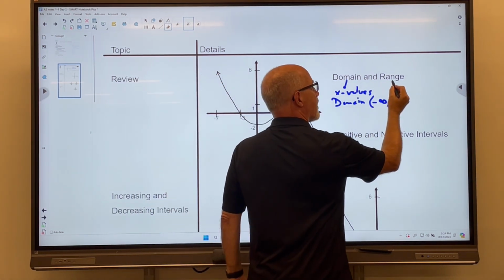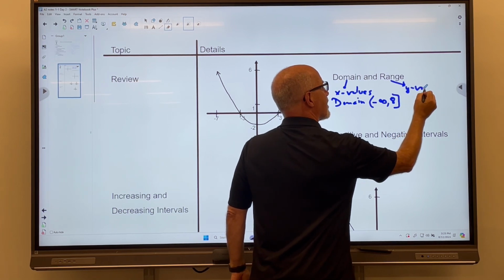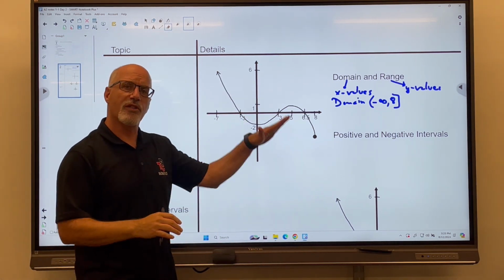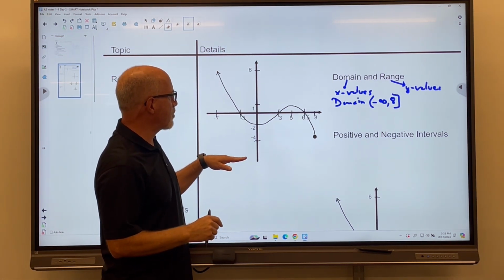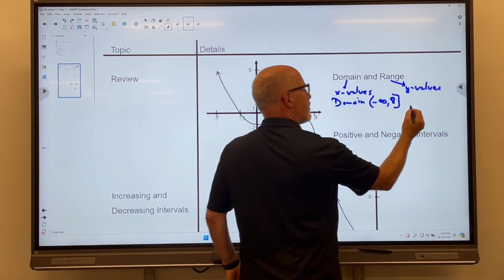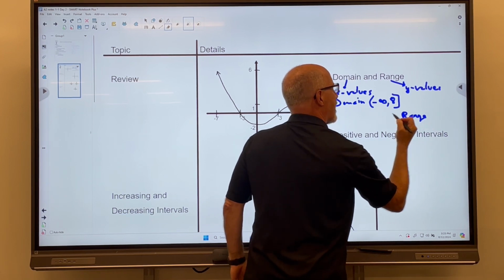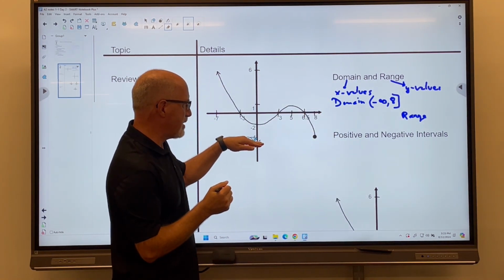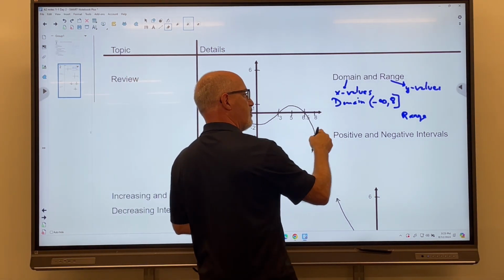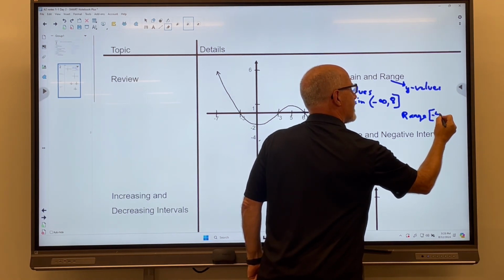Our range, on the other hand, are the y values. Those are what we do going up and down, are the y values. So if you look at this graph, you want to look at how far down does it go. So for our range, how far down it goes, the lowest is -4 here. So I'm going to go with -4 and it includes that point.